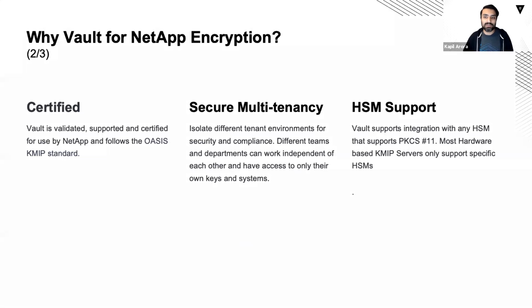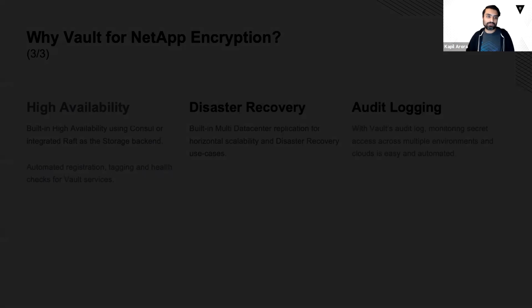Then HSM support, I already mentioned that we support a huge array of HSMs, which also makes a huge difference. If you have one KMIP server which supports one HSM and then another KMIP server which supports another HSM, you will have different combinations and sometimes one will not work with another. So this gives you more freedom and flexibility to have HSM supported. And of course, with HSM, you get FIPS 140 compliance, which is the major reason many customers go for HSM.